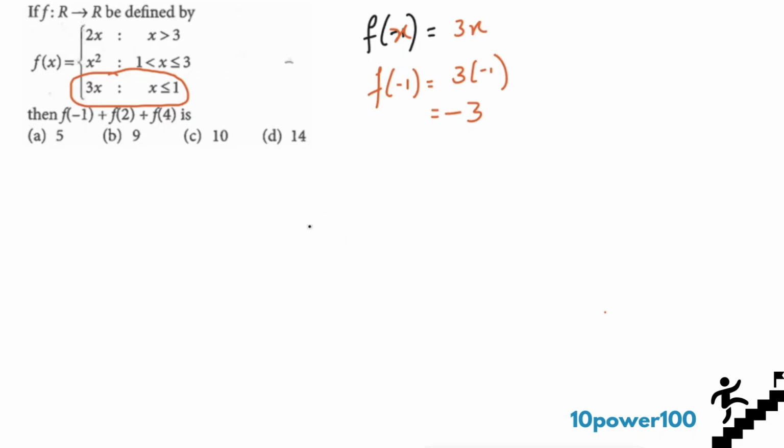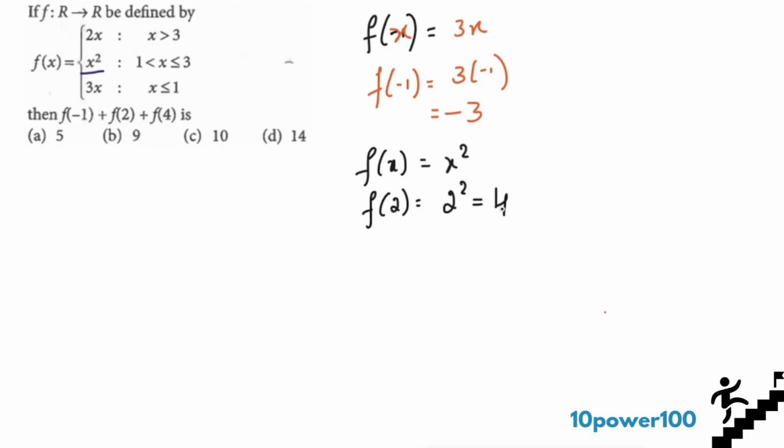Now the second one is f of 2. When x is equal to 2, we have to find what f of x is. 2 falls in which category? The first option very clearly says x is greater than 3, so that means the second function, x square, is the function. F of x is equal to x square. Now f of 2 is equal to 2 square. So 2 square value is 4. We got f of -1 as -3, and f of 2 is equal to 4.